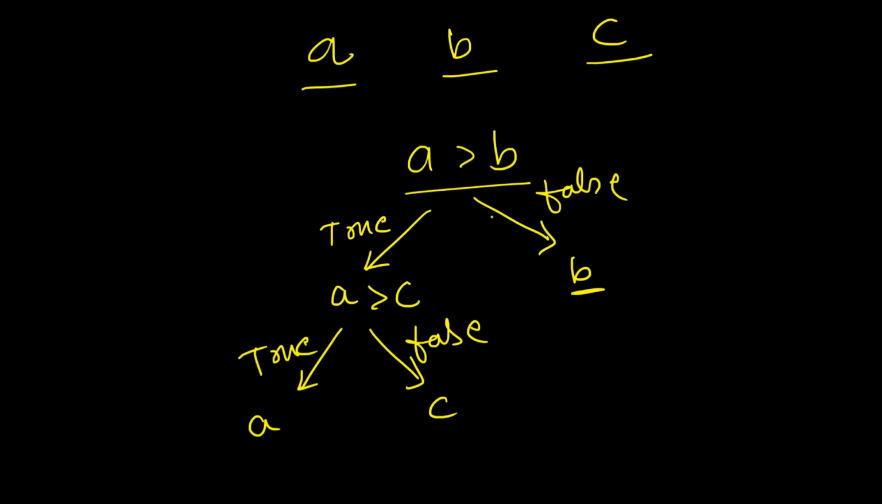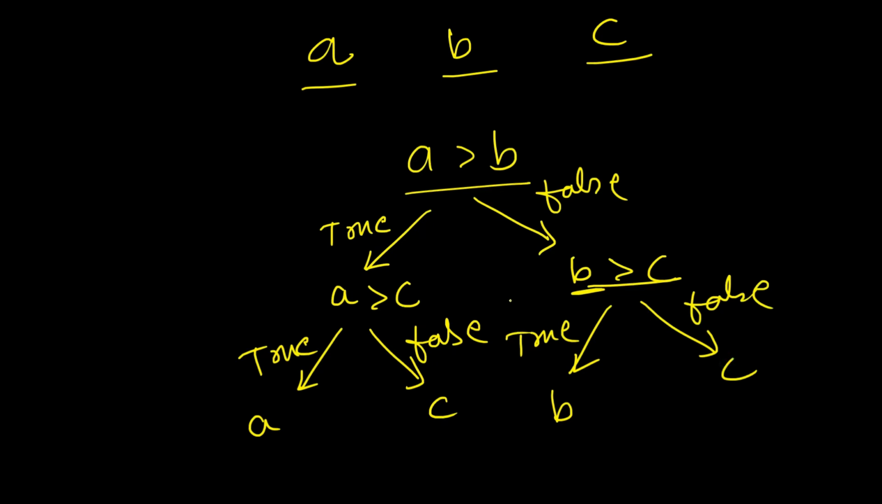We also have to check B with C. If B is greater than C, then if it is true, B would be maximum. If it is false, then C would be maximum. Okay, so we have to implement this logic by using the steps.